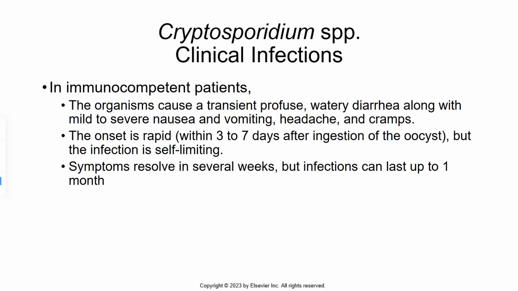In immunocompetent patients, the organisms can cause a transient, profuse, watery diarrhea, along with mild to severe nausea and vomiting, headache, and cramps. The onset is rapid, 3 to 7 days after ingestion of the oocyst, but the infection is self-limiting. Symptoms resolve in several weeks, but infections can last up to 1 month.